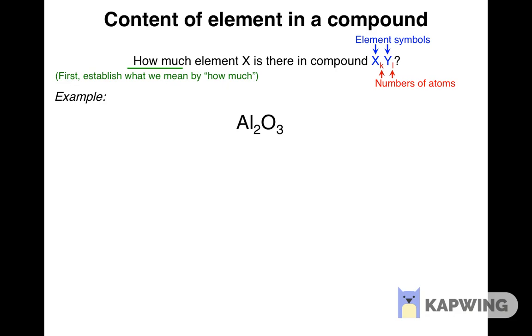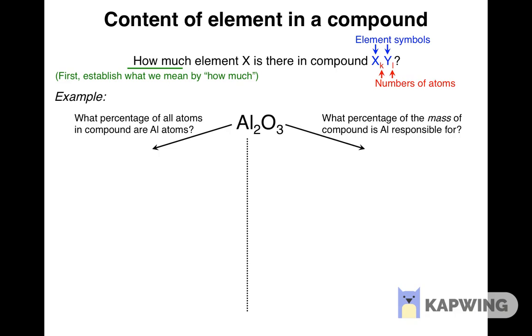Now, the law of constant composition tells us that regardless of the sample of the chemical compound that we take, the ratios between the numbers of atoms of different elements will be the same. Therefore, it makes sense to ask what percentage of the atoms in the sample of aluminum oxide are aluminum, or what percentage of the total mass of the sample of aluminum oxide is due to aluminum atoms. These percentages would be the same for all samples of aluminum oxide.